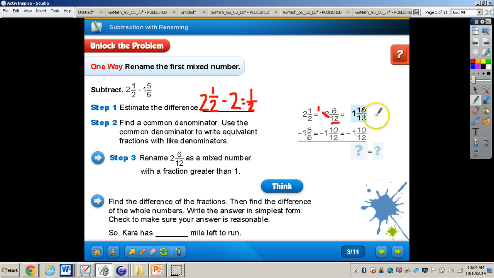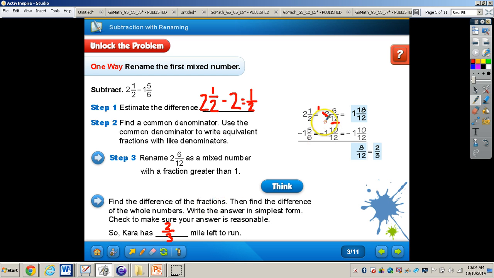Now from here we can subtract numerator 18 minus 10, giving us 8/12. 1 minus 1 is 0. Now we need to simplify 8/12. If we are reducing that, that is actually 2/3 in simplest form. So from here we find the difference in everything. We've simplified it so we can answer the question. Kara has 2/3 mile left to run.